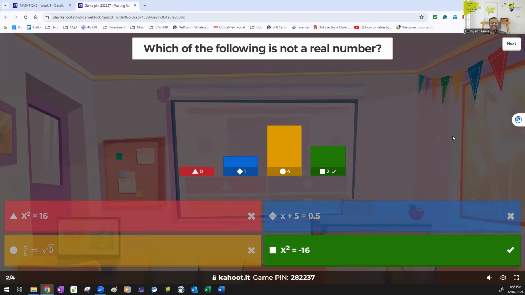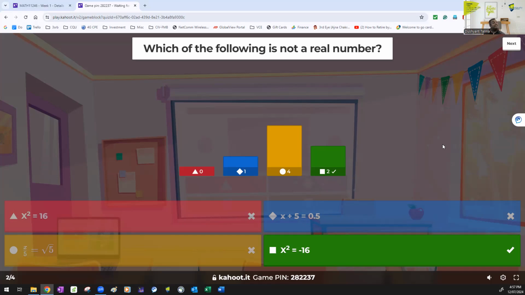Oh, okay. Because see, x squared is equal to 16. Option A, first option. X squared is 16, which gives plus or minus 4. Both of them are integers, so an integer or a rational or a real. So the first one, that red stuff, is not the answer. No one ticked that. Good. The blue, x plus 5 is 0.5, so x is equal to minus 4.5.